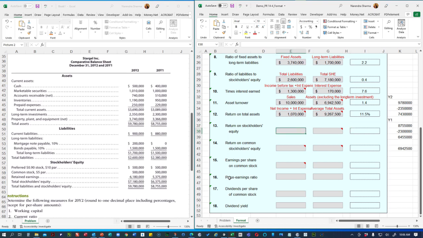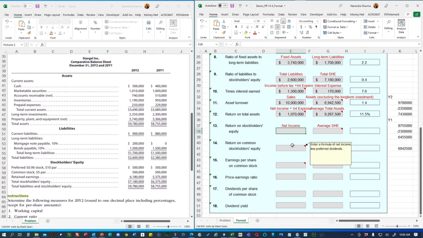Now we are going to go down to return on stockholders equity. Now return on stockholders equity is quite similar to what we just did for total assets, except return on stockholders equity will include the net income only. We will not add back the interest expense because stockholders are responsible for that interest. Now net income divided by average, of course, total stockholders equity.